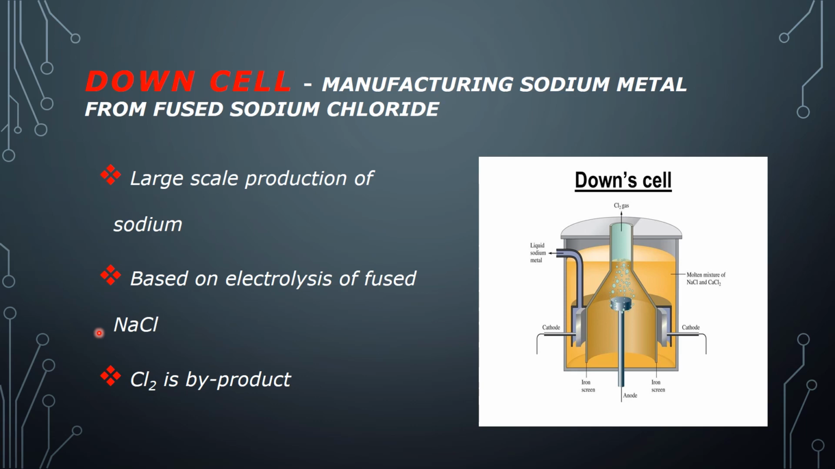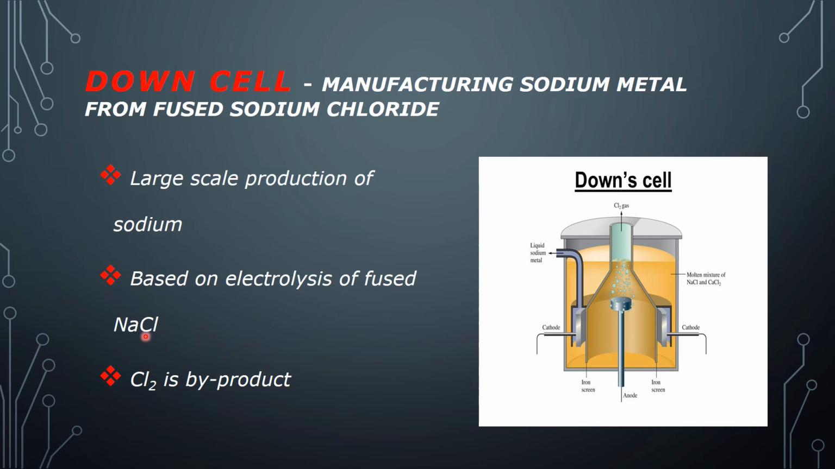So, the process is based on electrolysis of fused sodium chloride. The word electrolysis means breaking down with the help of electricity. The word lysis is used for breakdown. Electrolysis means breakdown by using electricity. The word fused is used for molten state. In order to produce sodium metal, we use molten sodium chloride.